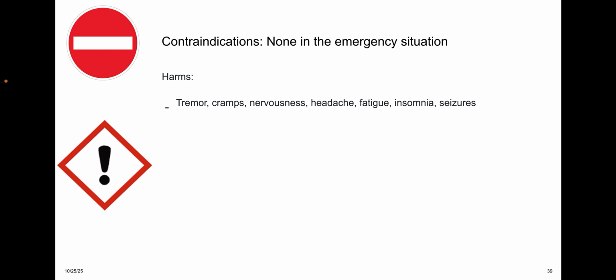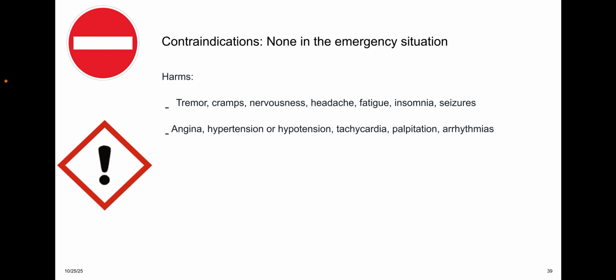side effects, including tremor, cramps, nervousness, all the way up to seizures if given very high doses. Cardiac-wise, it can bring on angina attacks, hyper or hypotension, tachycardia. I've always had the number of 140 heart rate in my head, that if the heart rate goes above that because of salbutamol, you should discontinue its use.